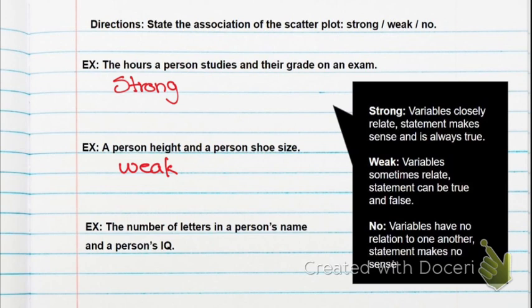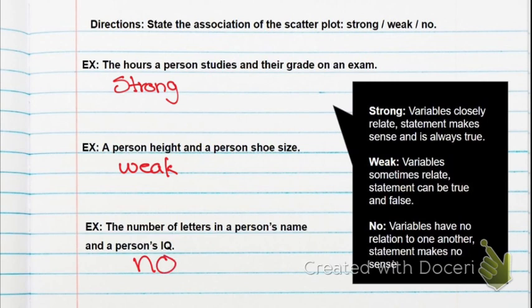Okay, the last statement says the number of letters in a person's name and a person's IQ. The number of letters in your name has no relationship to how smart you are. Okay, so because of that, this will be a no association.